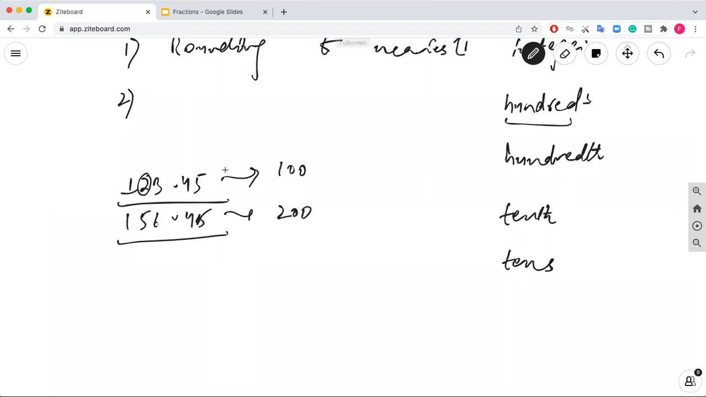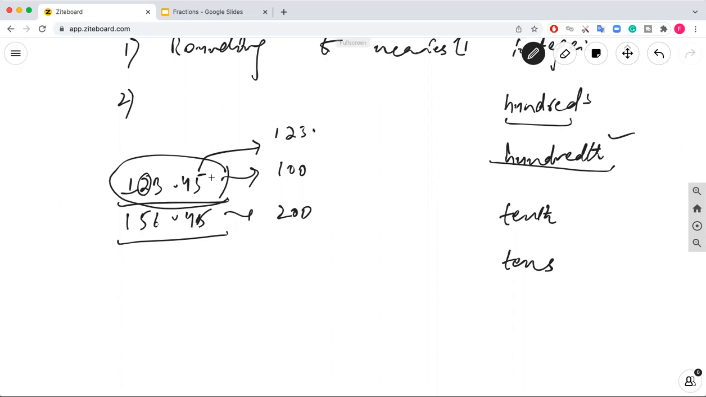Same way, if we ask to round to nearest 100th, what will be the answer? If you're asked to round to nearest 100th, 450. 123.450.